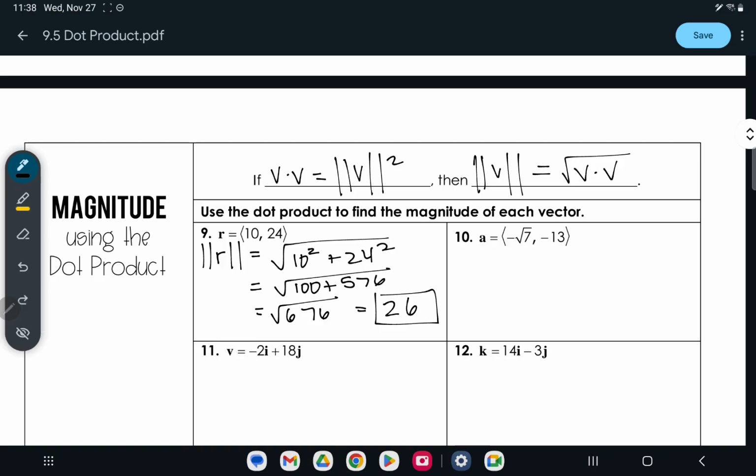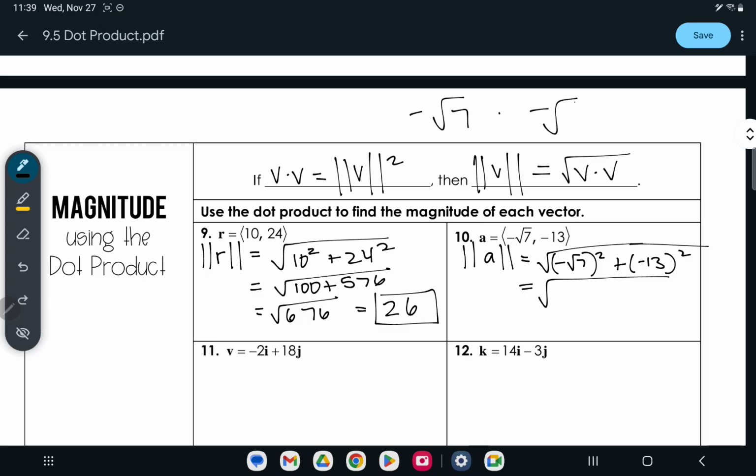All right. So this would give negative root 7 squared plus negative 13 squared. So let's see. Negative root 7 times negative root 7 is just going to be 7. Let's see, 7 plus 169 is 176.